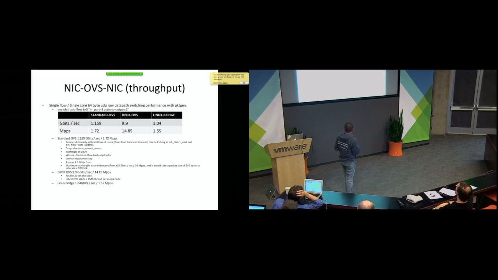So DPDK OVS performs really, really great. It just gives me 9.9 gig right away, with 64 byte packets. And Linux Bridge gives 1.04 gig, so clearly OVS performs better than Linux Bridge.